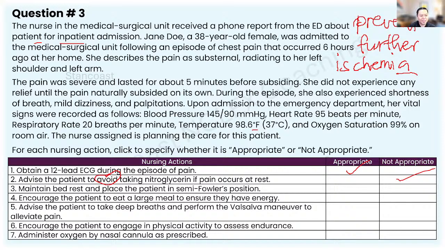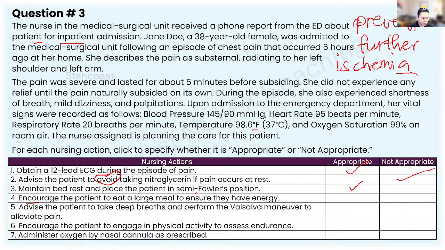What about number 3? Maintain bed rest and place the patient in semi-Fowler's position. Do you think it's appropriate during the acute phase? Yeah, of course. We're going to put that under appropriate nursing intervention. The reason for that is that bed rest alone is going to reduce the myocardial oxygen demand, and the semi-Fowler's position can also help improve their respiratory function and oxygenation.